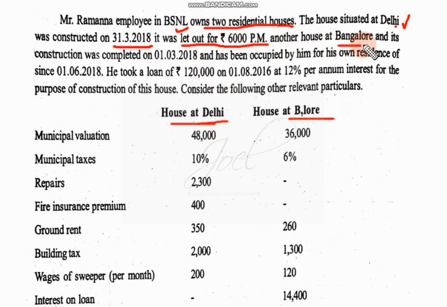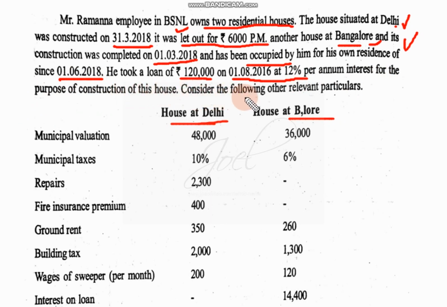Another house is in Bangalore. See, the second house is in Bangalore and its construction was completed in the year 2018. It was completed and occupied by him, that is, self-occupied. When it is self-occupied, annual value will be nil, by him for his own residence since 1/6/2018. He took a loan of 1,20,000 on 1/8/16 at 12% per annum. Interest for the construction period we have to calculate.